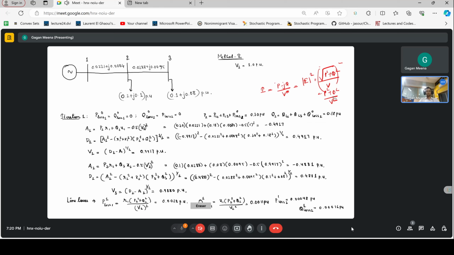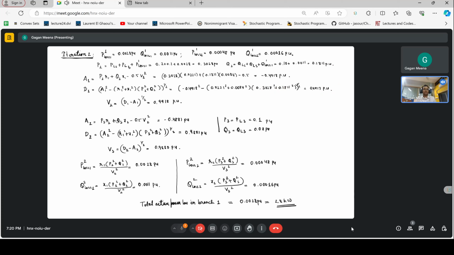Now for the second iteration, these are the initial values of losses. So P2 is PL2 plus PL3 plus P loss 1. Q2 is QL2 plus QL1 plus Q loss 1. And Q3 is only QL3, and P3 is PL3. Again calculate A1, D1 and then V2, A3, D3 and V3, A2, D2 and V3.